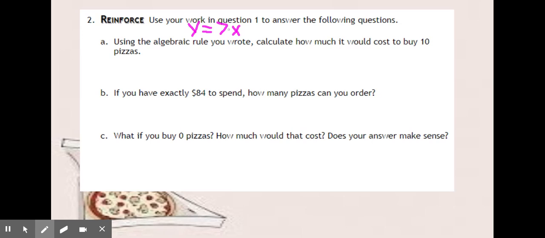Part A, using the algebraic rule that you wrote, calculate how much it would cost to buy 10 pizzas. Well, I know in this situation that my pizzas is the x, so I can use y equals 7 times. They told me 10 pizzas. Y equals 7 times 10. So my cost to buy 10 pizzas is going to be $70.